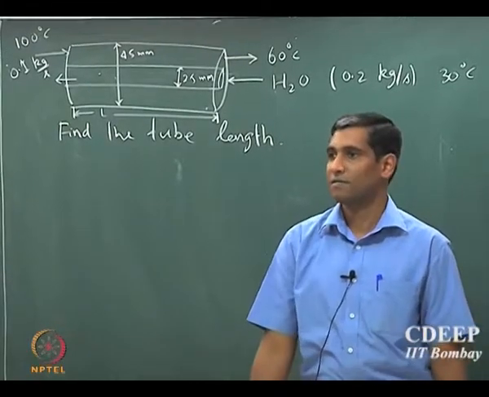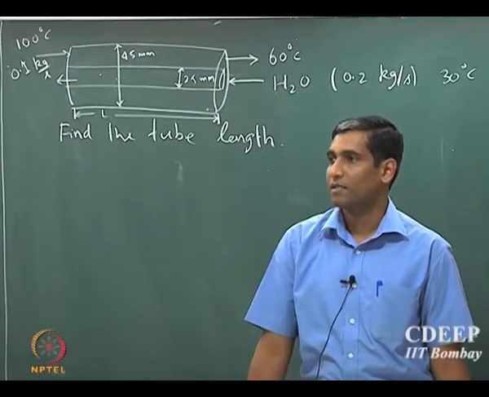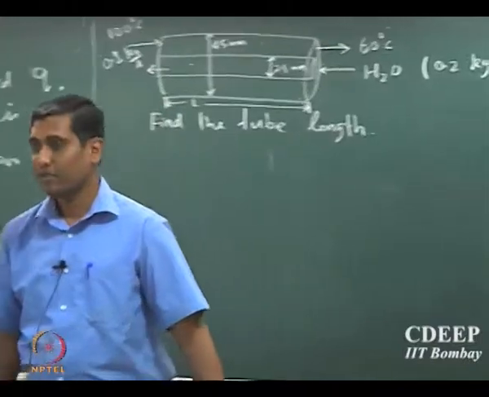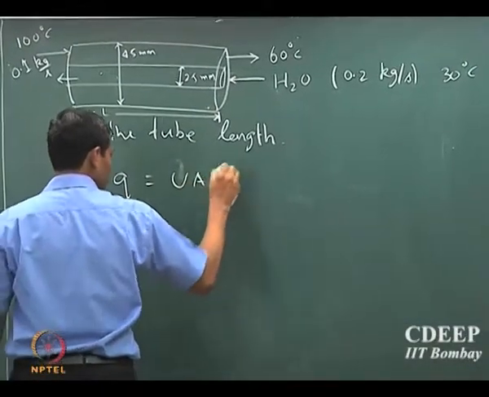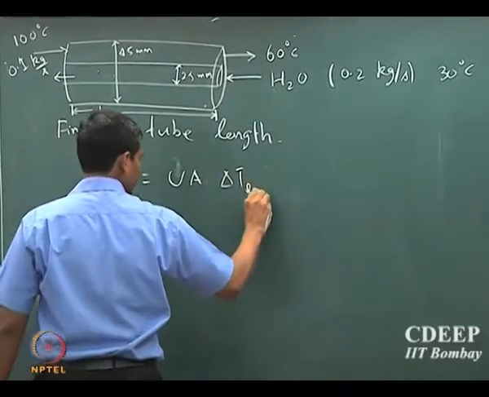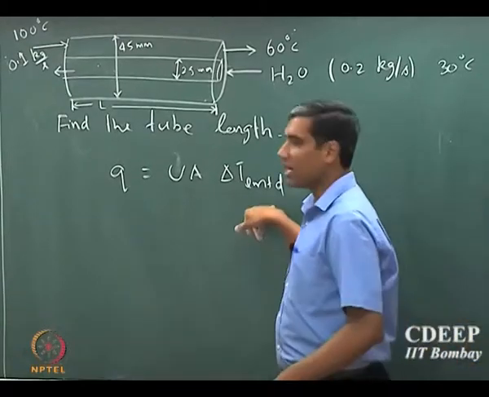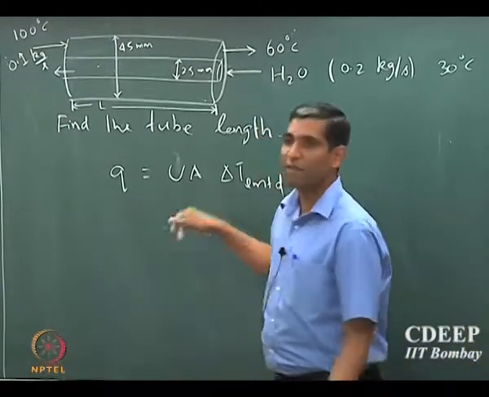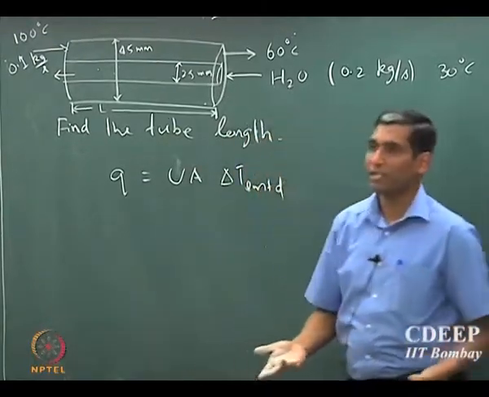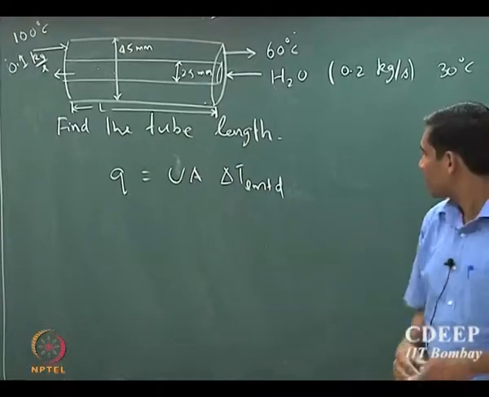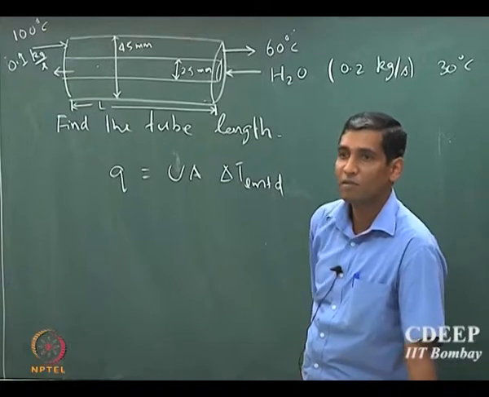Anybody? How do we start? Yes, we want to find Q. If we know Q, Q is U A delta T LMTD. So if we know U, delta T LMTD and Q, we should be able to find the area. From the area we should be able to find out the length of the heat exchanger. What are the quantities that we already know?